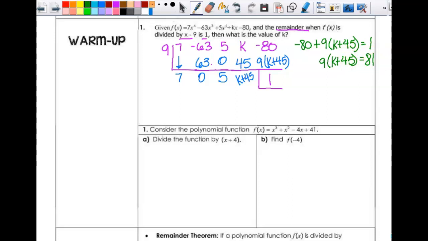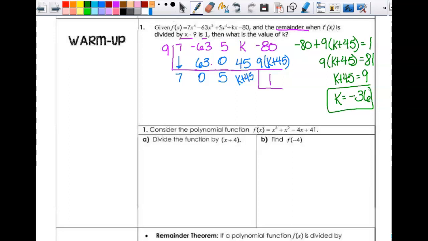I divide both sides by 9. That will give me k plus 45 equals 9. Then I subtract 45 from both sides, and k equals a negative what? 36. Good. Make sense? You see how it's still synthetic division? You just do what you know how to do, and you can handle that, no biggie.